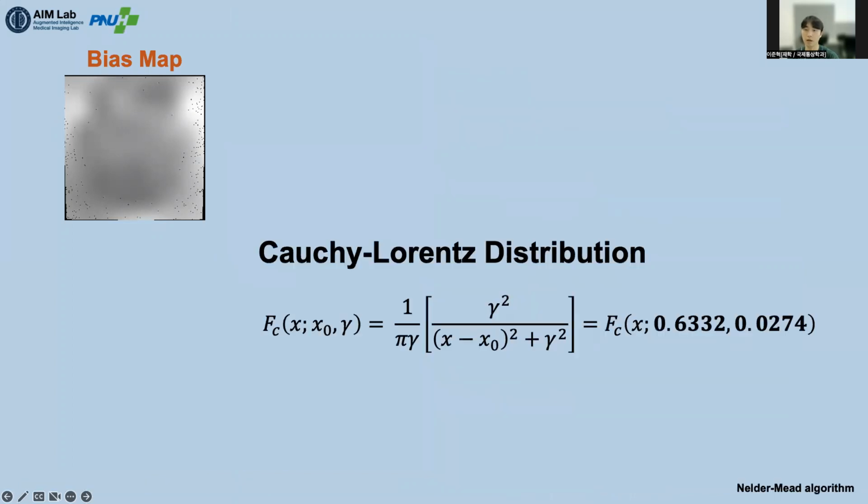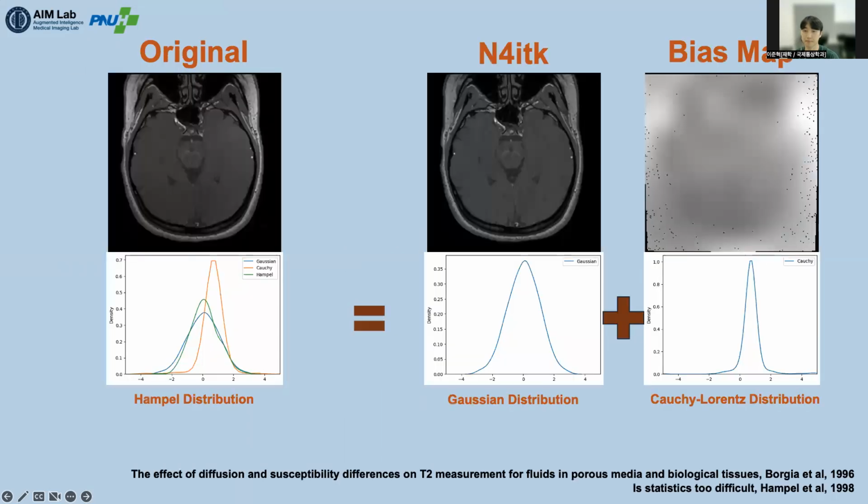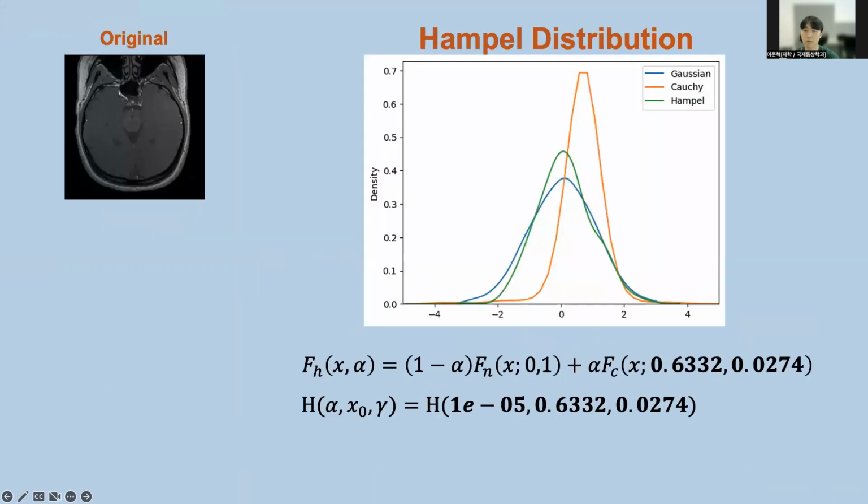Through MLE and the Nelder-Mead algorithm, which optimize the location and scale parameters, we were able to find parameters as shown in the right bottom of the slide. We modeled the mixture of both Gaussian and Cauchy-Lorentz distributions, setting its weight parameter to optimize the fitness to the original MRI, a.k.a. the image corrupted by the bias field. Through maximum likelihood estimation, we were able to allocate alpha, x0, and lambda as shown at the bottom of the slide.